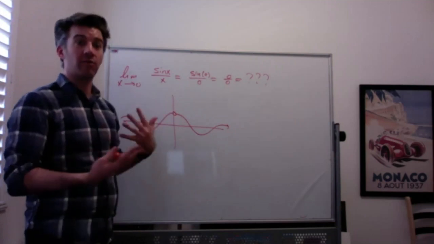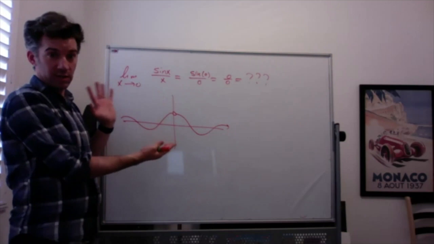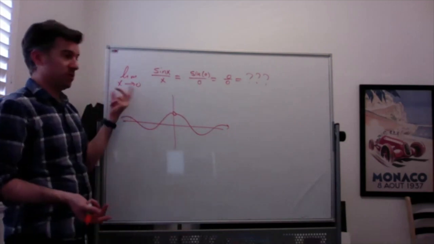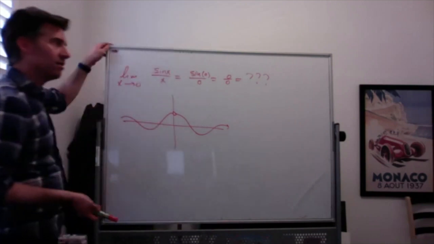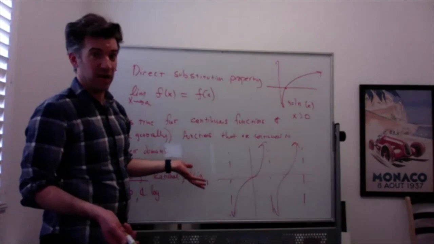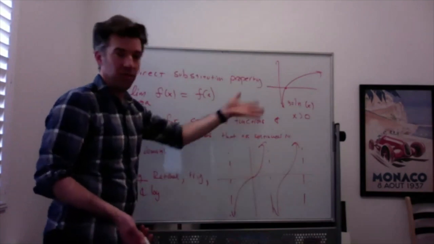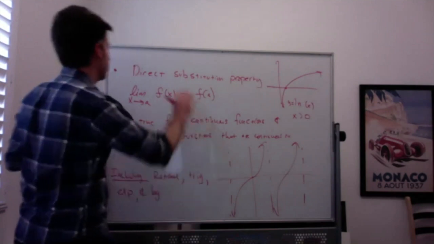So that's a counter example, or an example of how the direct substitution property does not work in this case, because we're looking at a place where the function is not continuous. Just like you couldn't take the limit as x goes to pi over 2 of tangent of x because you can't plug in pi over 2. At least you can't do it that way. There are other ways to think about that limit.